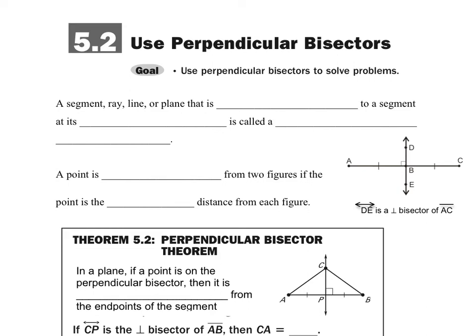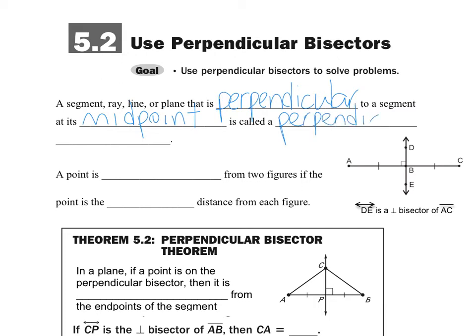Okay, section 5.2, we're going to use perpendicular bisectors to solve problems. First off, we need to do some vocabulary. A segment, ray, line, or plane that is perpendicular to a segment at its midpoint is called a perpendicular bisector.